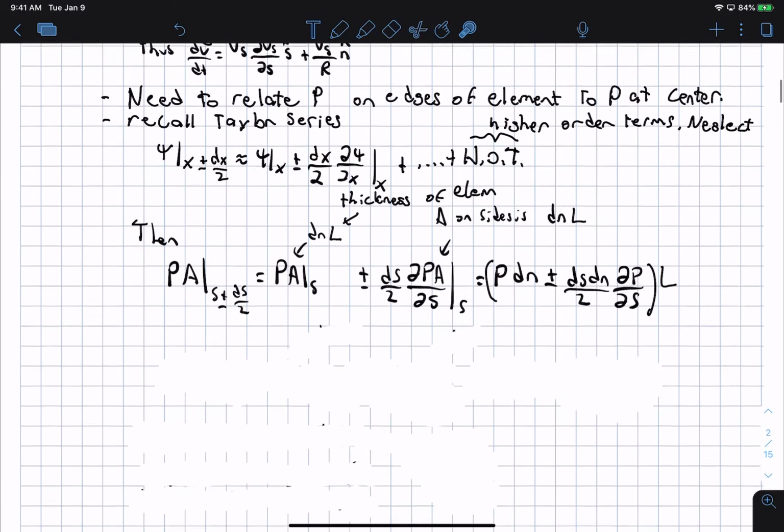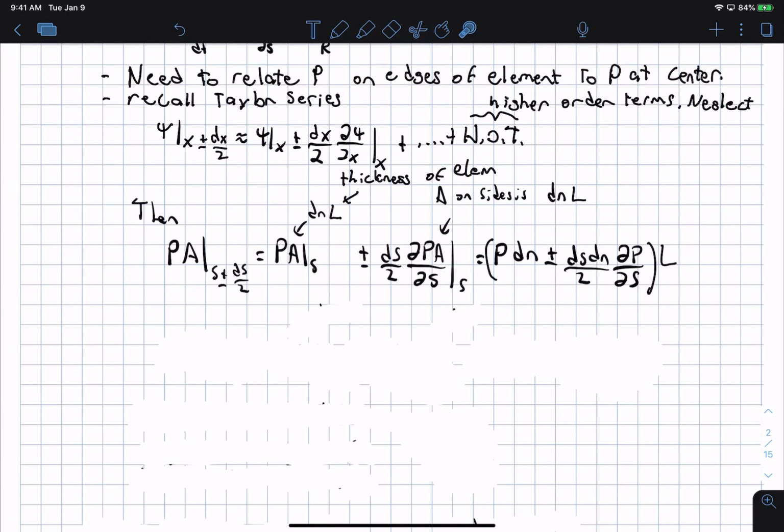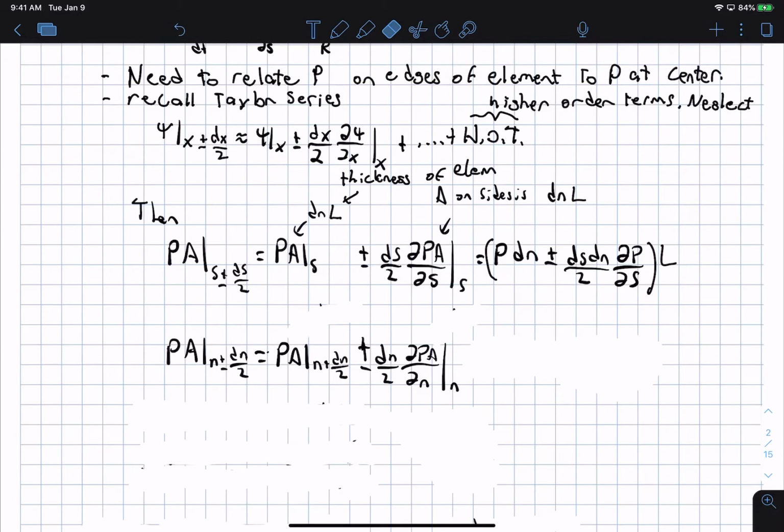Okay, and I do the same thing with the faces in the normal direction. So in the free body diagram, it would be this face here and this face here. Over here, this corresponds to these two faces that I have circled. Okay, so we work with those, and here it's almost the exact same thing.